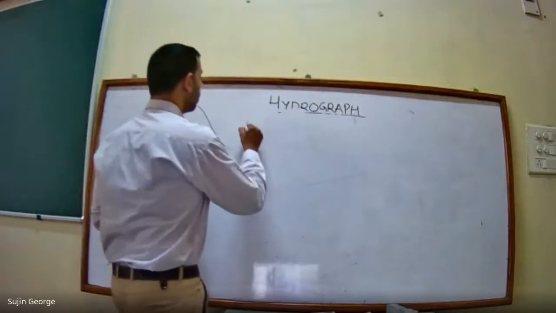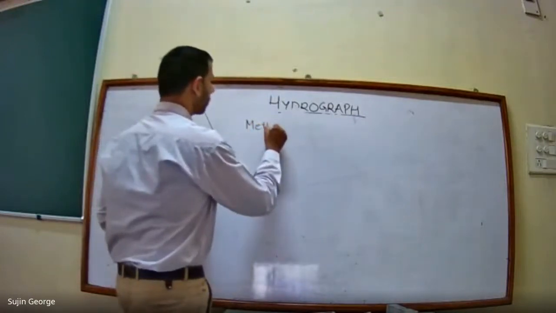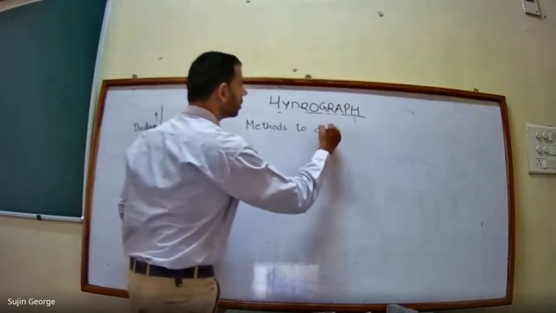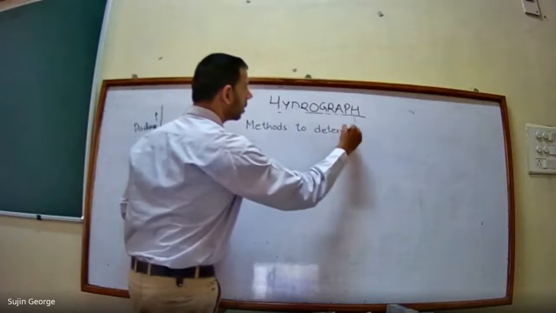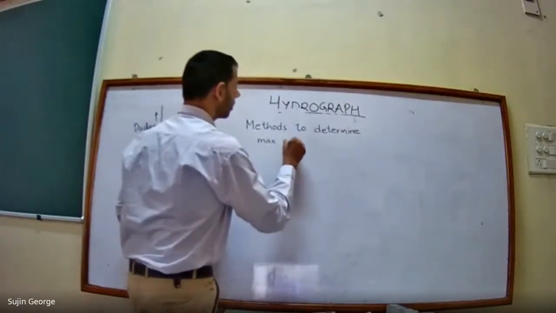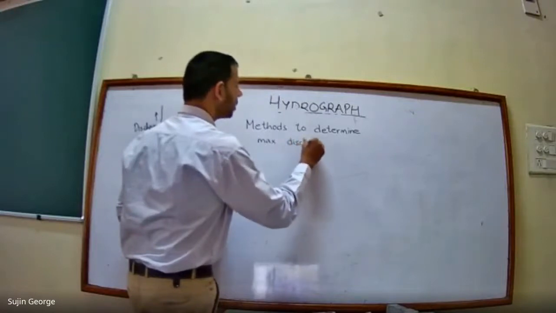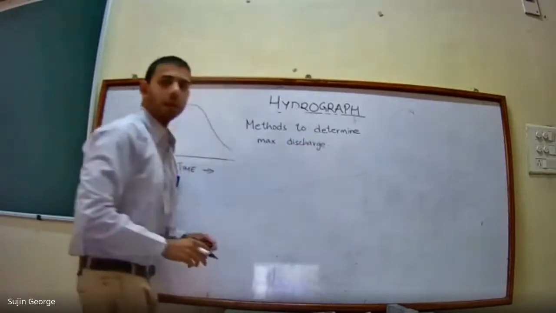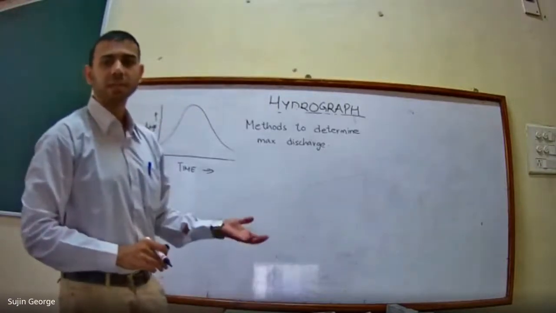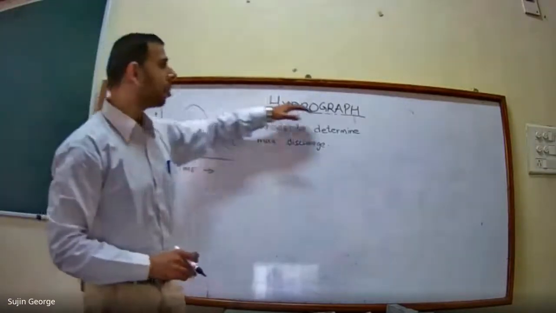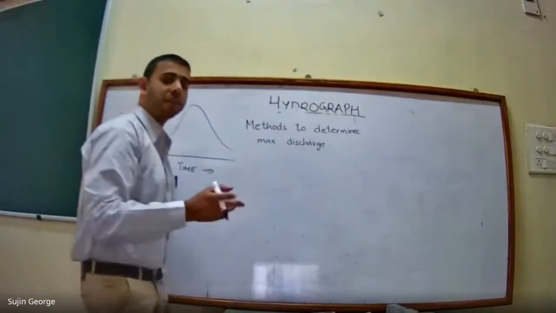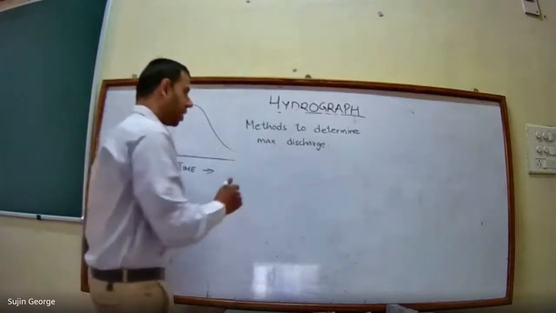Now, before discussing that, we will find out the method to determine maximum discharge. Okay, as I told you, we need to find out the maximum discharge, then only we can plot the hydrograph. Now there are several methods by which you can determine the maximum discharge.